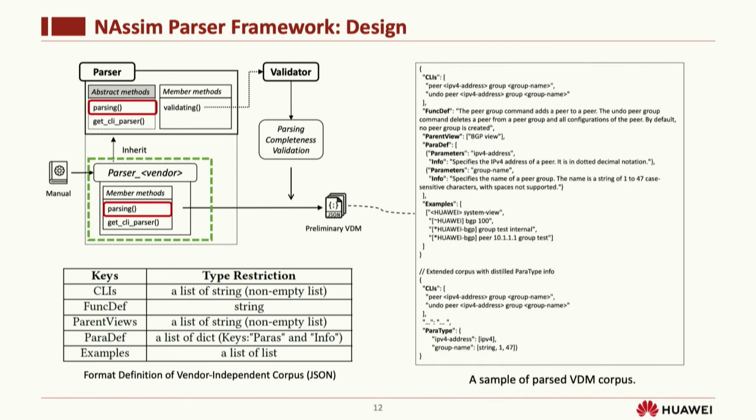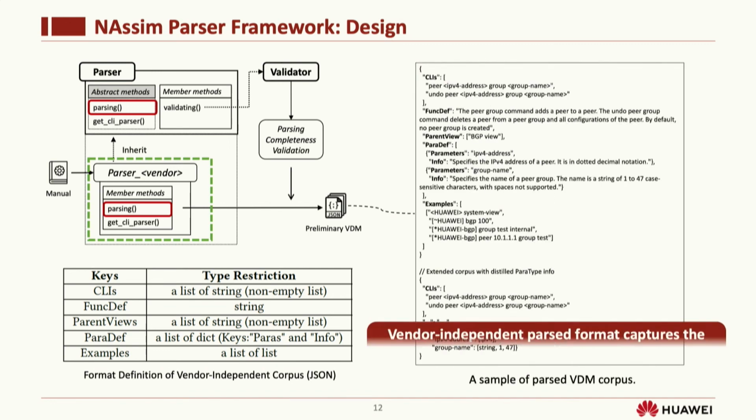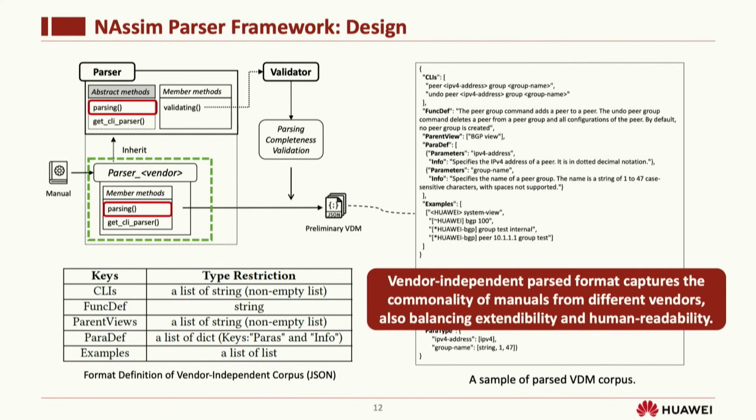And here is the sample corpus generated by our parsing framework. In this way, we can extract all essential information from the menus and, in the meanwhile, normalize diverse menu styles into a unified format to facilitate the following processing.